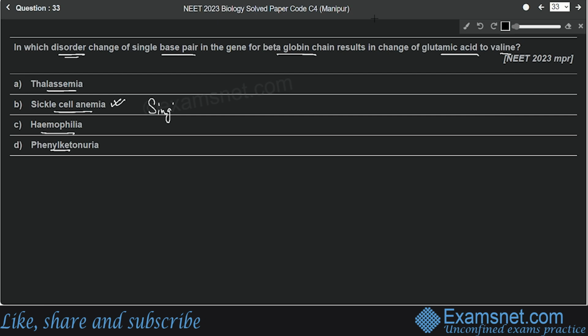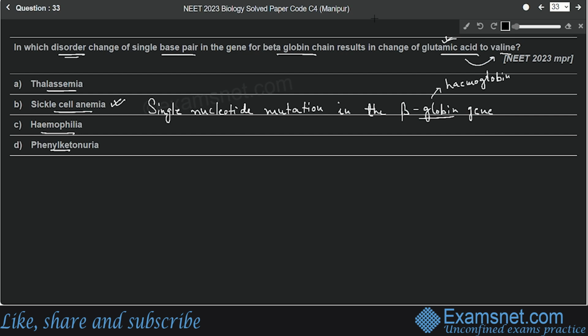in the beta globin gene. And this beta globin gene is a part of hemoglobin, right? Hemoglobin. So this mutation will cause the amino acid glutamic acid replaced by valine. Okay, glutamic acid will be replaced by valine.